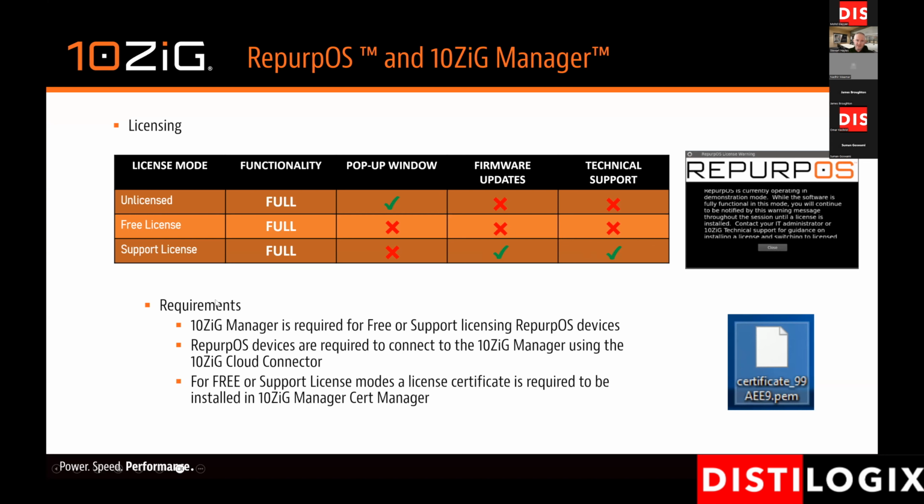So requirements with the licensing: when you're using RepurpOS, you have to have the 10Zig manager, because the license is installed within the certificate manager, which is a part of the 10Zig manager suite. So the 10Zig manager is required for using either the free or support licensing methods mentioned here. Repurpose devices are required to connect to the 10Zig manager using the 10Zig Cloud connector. So this is again a part of the 10Zig manager suite.